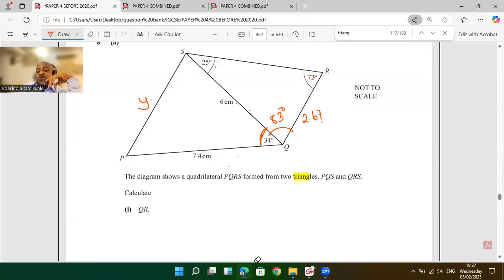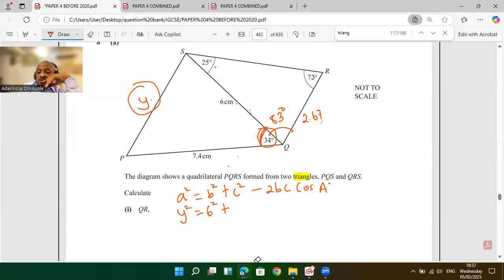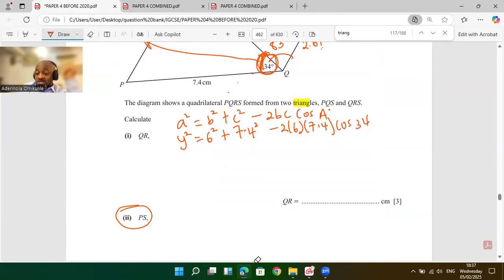Let's call it y. Don't forget our cosine rule formula: a squared is equal to b squared plus c squared minus 2bc cos capital A. So if this is your a, the angle directly opposite will be your capital A. So this gives you y squared is equal to 6 squared plus 7.4 squared minus 2 bracket 6 bracket 7.4 cos 34. Again, this is the angle in between, and it is the angle directly opposite this missing side. Very, very important.